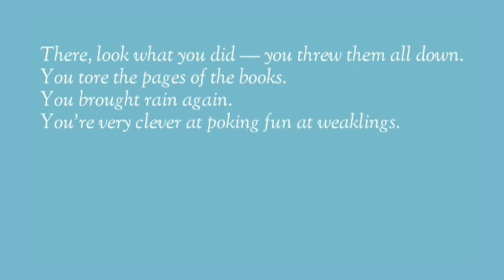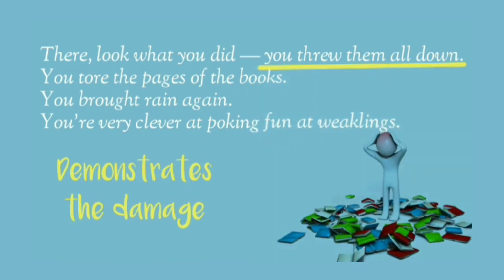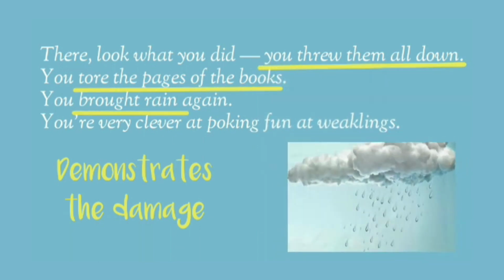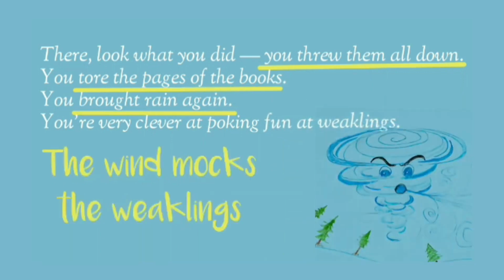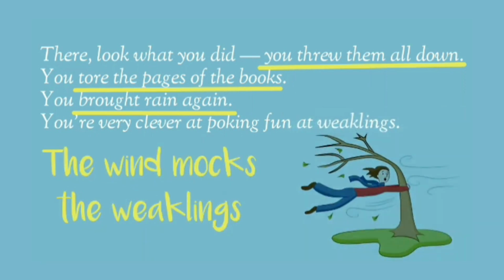In these lines, the poet demonstrates the damage caused by the strong and fierce wind. It has thrown down all the books from the shelf and torn their pages. It causes the clouds to make rain. The poet believes that the wind, by destroying the weak things, seems to mock at their frailty and fragility.